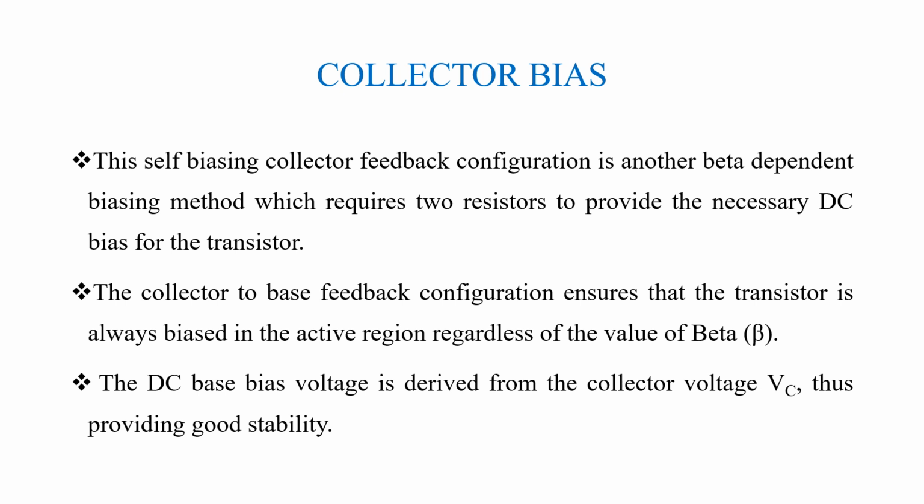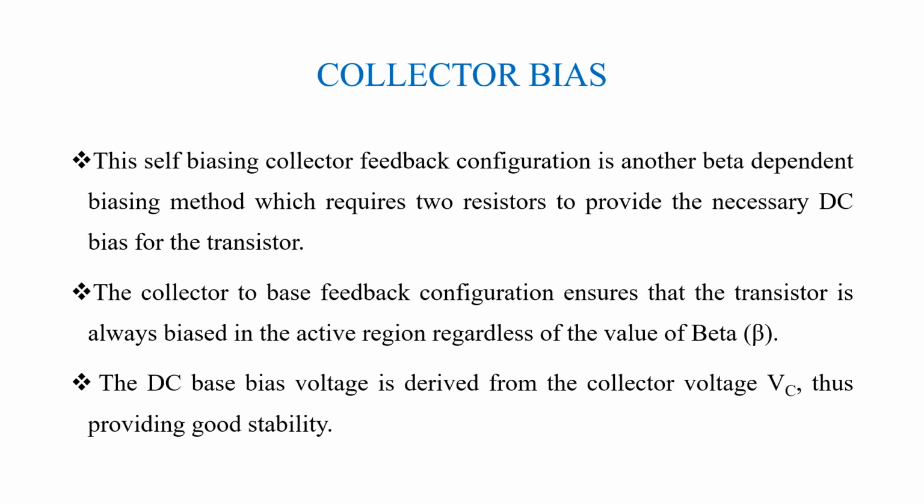This self-biasing collector feedback configuration is another beta-dependent biasing method, and this method requires two resistors to provide the necessary DC bias for the transistor. The collector to base feedback configuration in the circuit ensures that the transistor is always biased in the active region regardless of the value of beta.